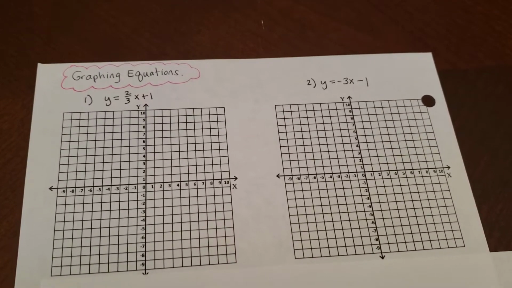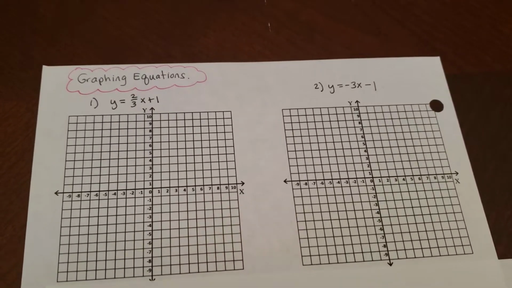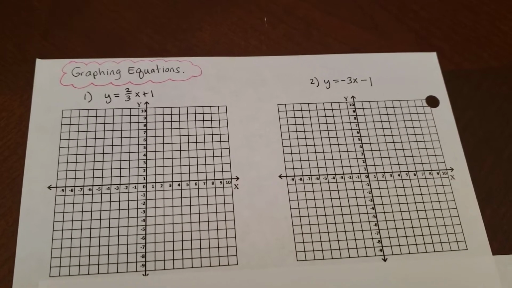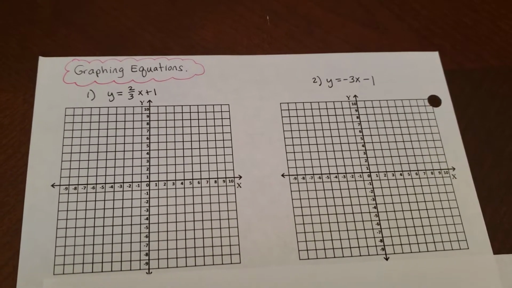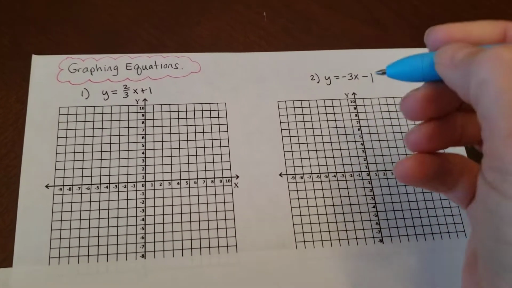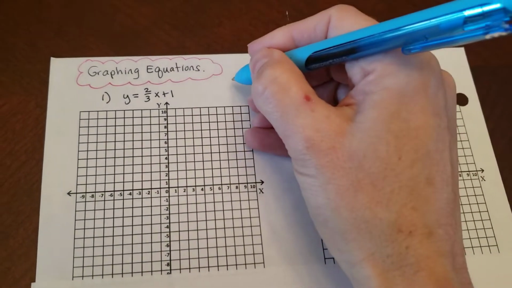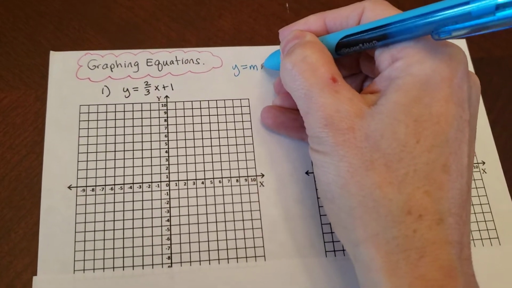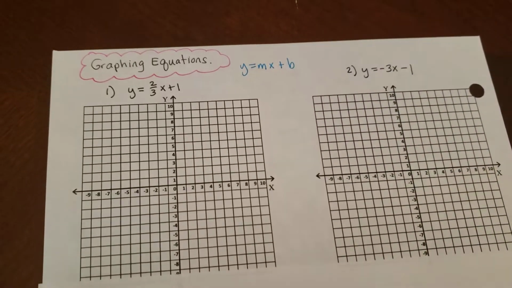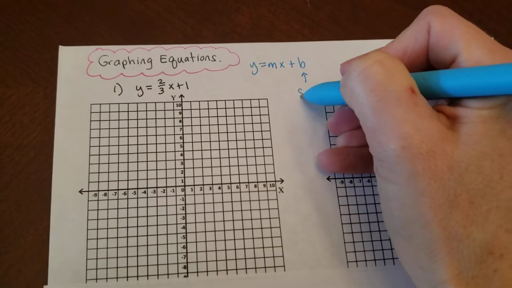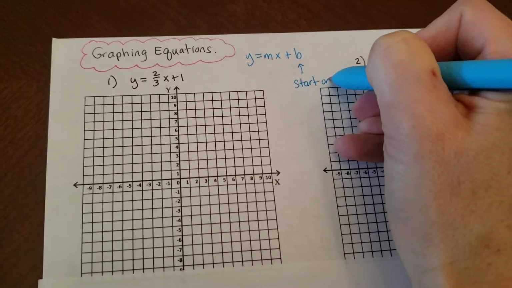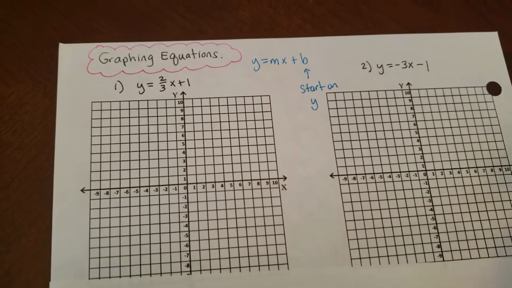All right, here's just a little review on how to graph equations. This should help you with Thursday's homework. Examples 1 and 2 are both in slope-intercept form. If you remember, slope-intercept form is y equals mx plus b, where the b is where you want to start on the y-axis, and the m is your slope.